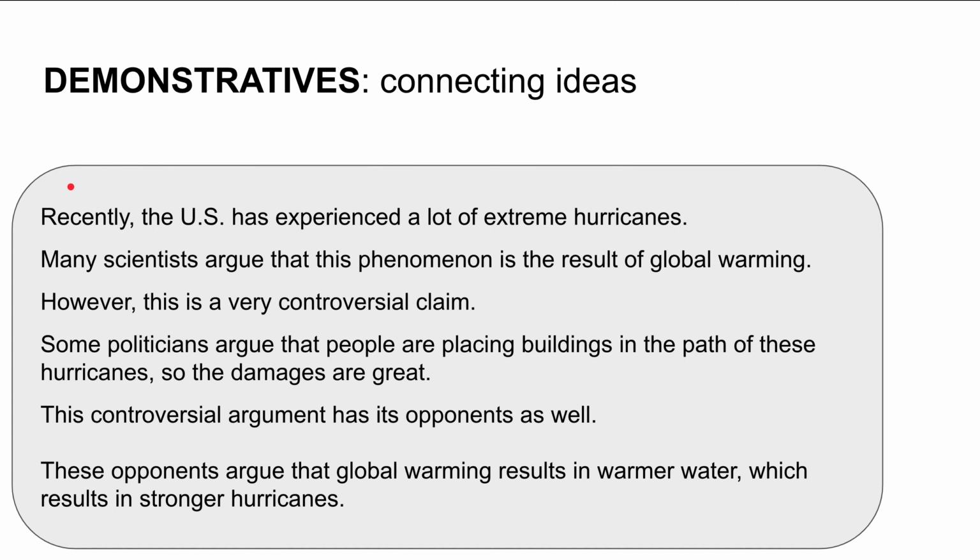So here we go. Recently, the U.S. has experienced a lot of extreme hurricanes. Many scientists argue that this phenomenon is a result of global warming. However, this is a very controversial claim. Some politicians argue that people are placing buildings in the path of these hurricanes, so the damages are great. This controversial argument has its opponents as well. These opponents argue that global warming results in warmer water, which results in stronger hurricanes.